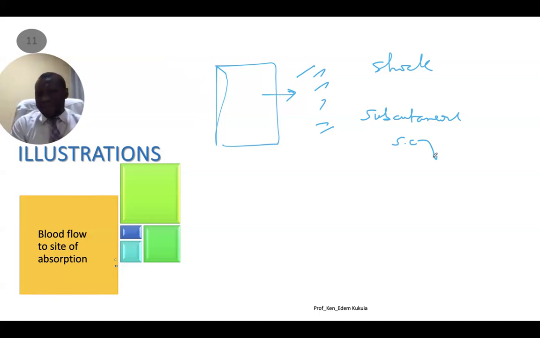So for such a person, if you are not aware of it, it means you may give the drug and the drug may not work to address the shock situation. So these are things that you need to know in order to make decisions for the patient.